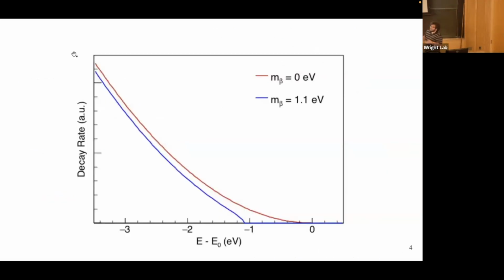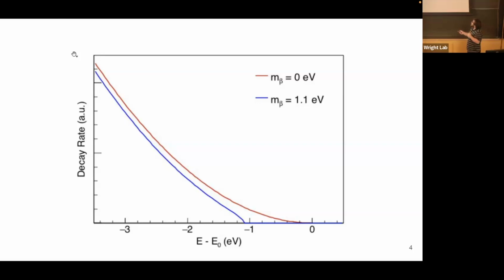The reason that we're measuring the kinetic energy of the electrons is because we're creating hypothetical spectra, like this right here. This red line is a spectrum for if the mass of the neutrino was 0 eV. And then this blue line here is if it was 1.1 eV. So by getting the electron energy results, we can create the actual spectrum and compare it to these hypothetical spectra.